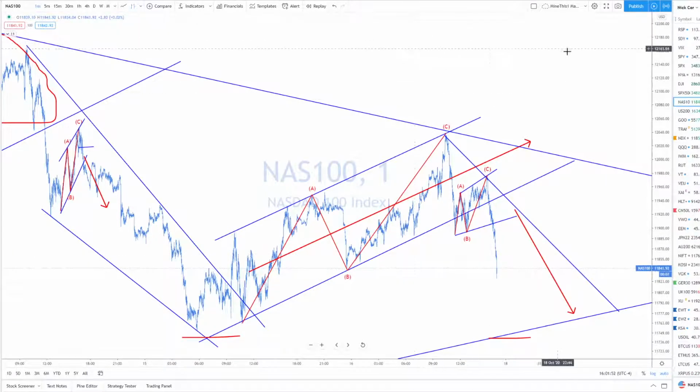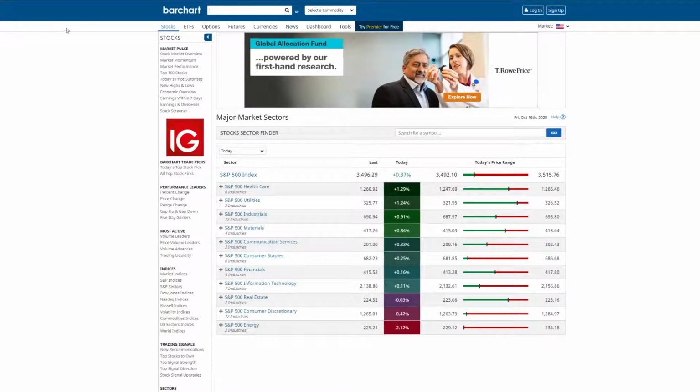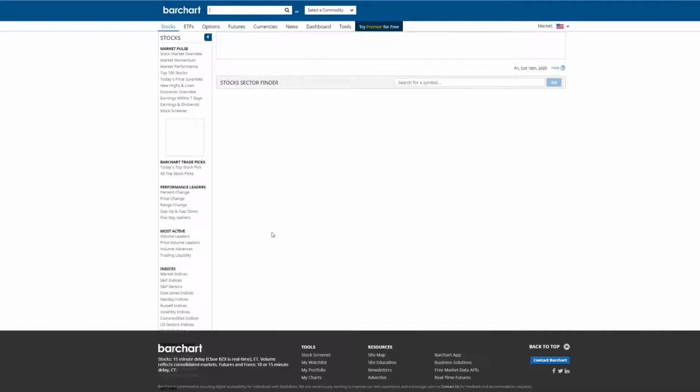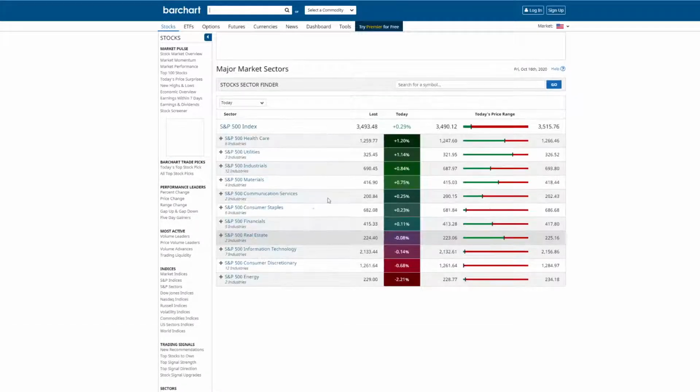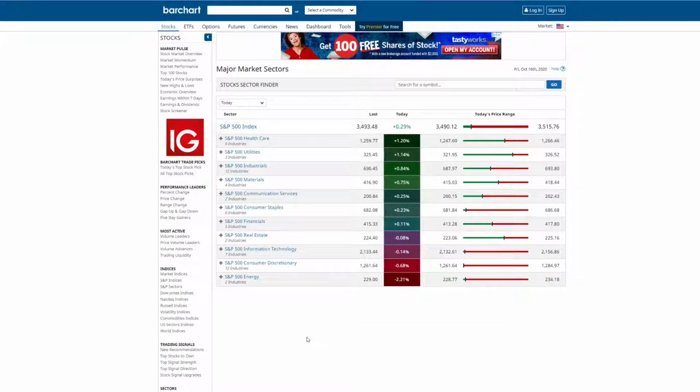Quickly, we'll just look at where it is for today. Let's refresh this. All right, S&P is up 0.29%, led by healthcare, utilities, industrials, and materials, not the market leaders. Energy was the worst. Consumer discretionary was second worst. Okay, that's not bullish.